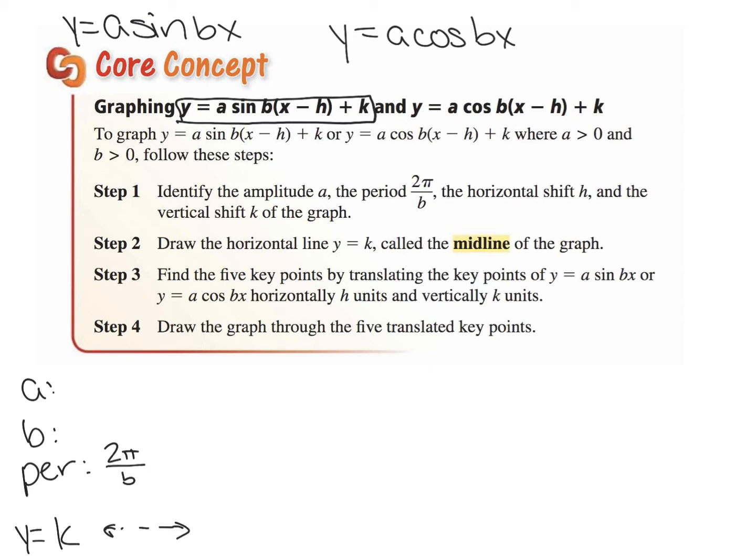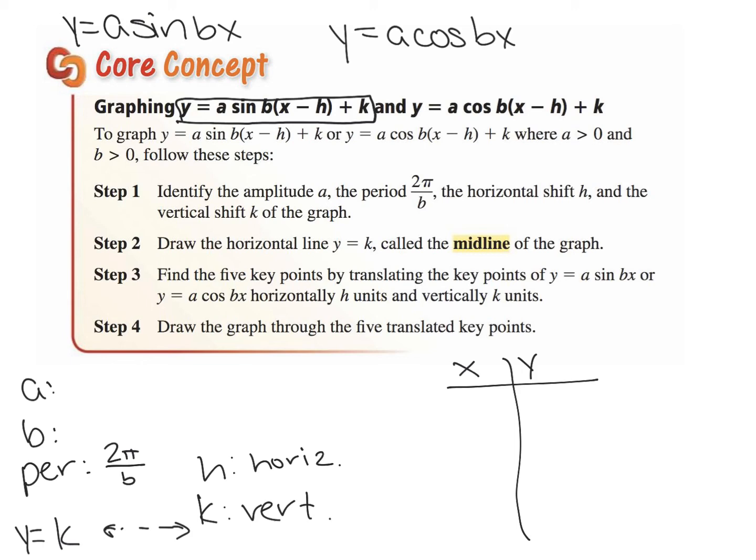Then you are going to look at the horizontal shift and the vertical shift, which is not v, it's k. Okay, those are very important. Then you're going to go ahead and take your 5-point method and translate them based off of this and then graph. So it's going to be the same steps every time.